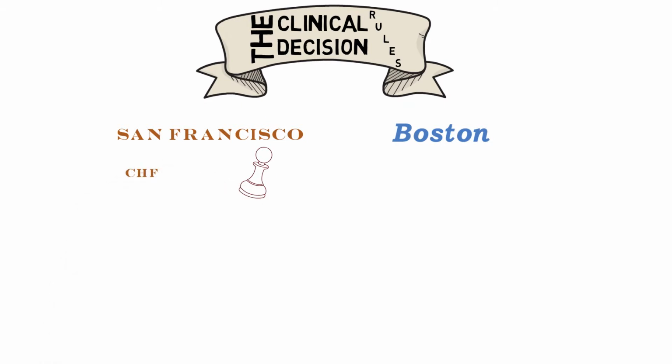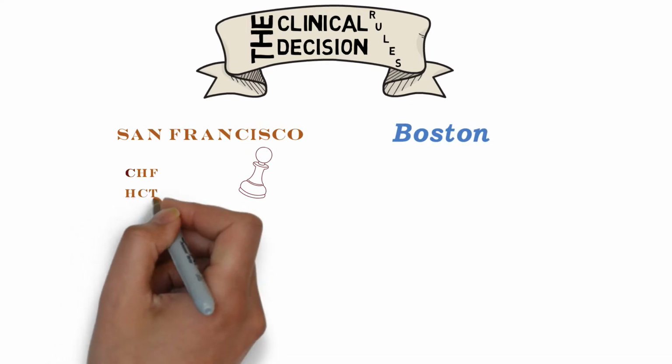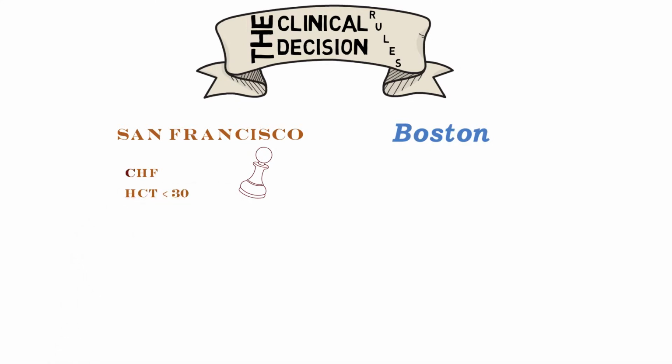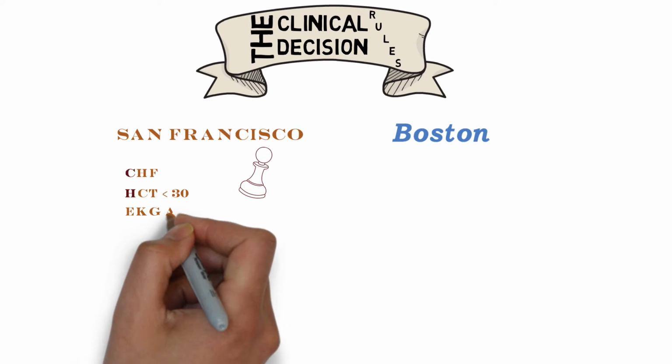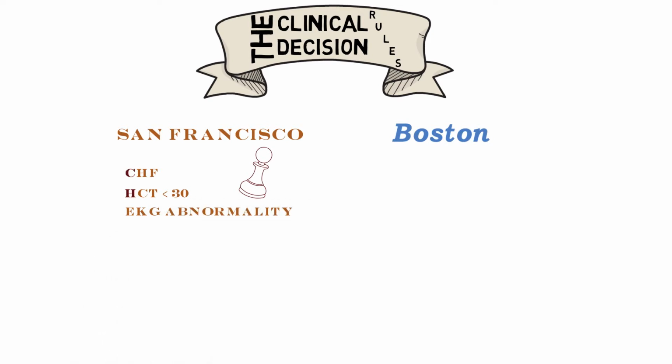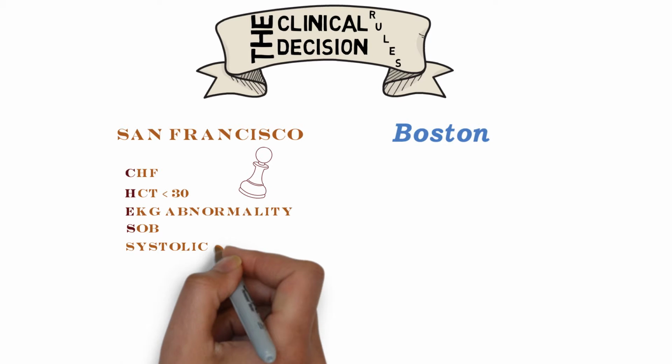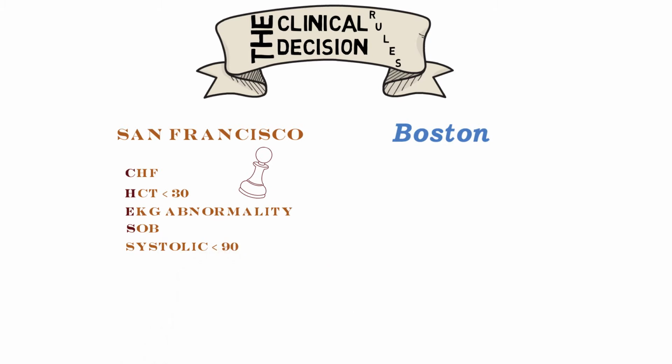C is for congestive heart failure, a patient with any history of CHF. H is for hematocrit less than 30. E is for an EKG that is abnormal, as in any non-sinus rhythm or any new EKG changes. S is for shortness of breath, and the other S is for systolic blood pressure less than 90 at triage.